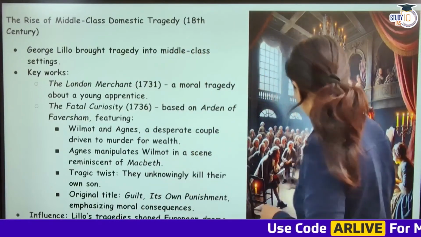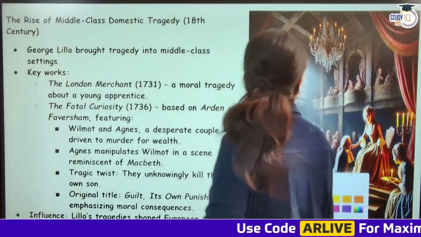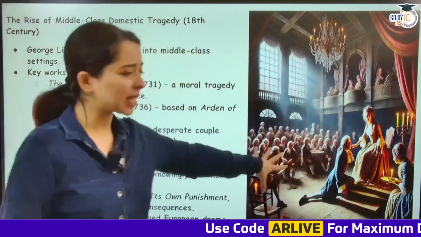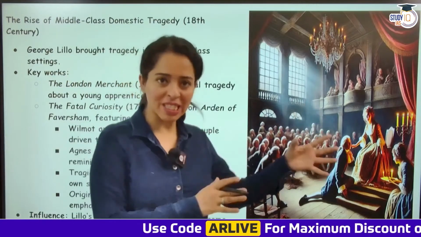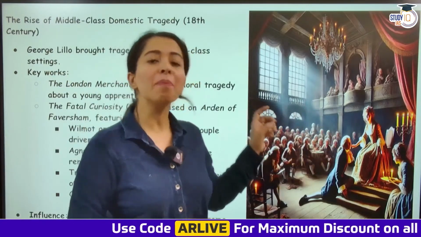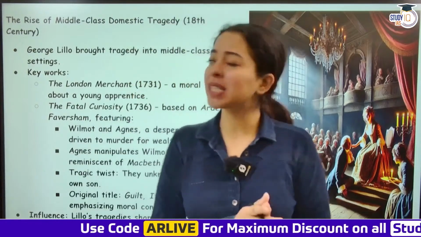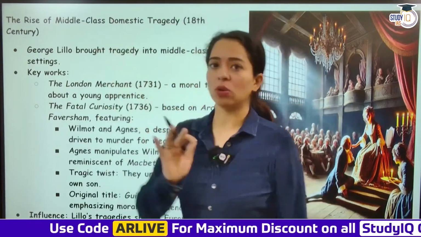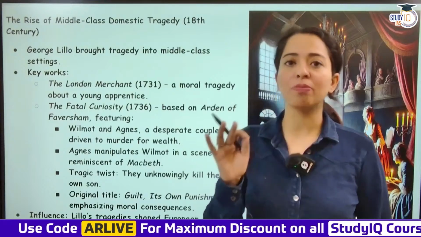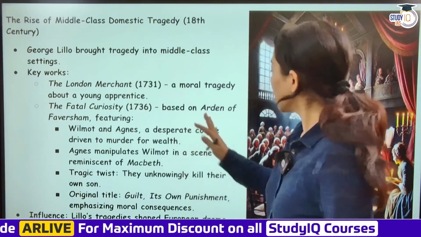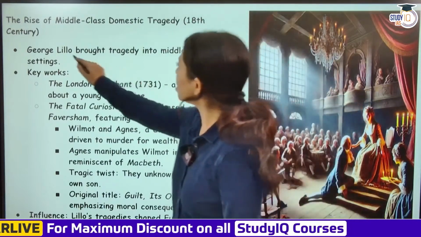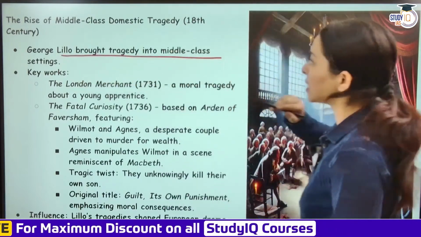So over here you can see this theater looks a little less opulent, pompous as compared to the previous theaters, because it is catering to the middle class. So what were middle class domestic tragedies? George Lillo was one of the very finest dramatists to bring domestic tragedies onto the stage. So George Lillo brought tragedy into middle class settings.